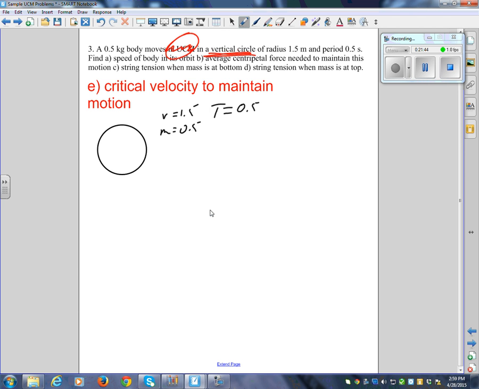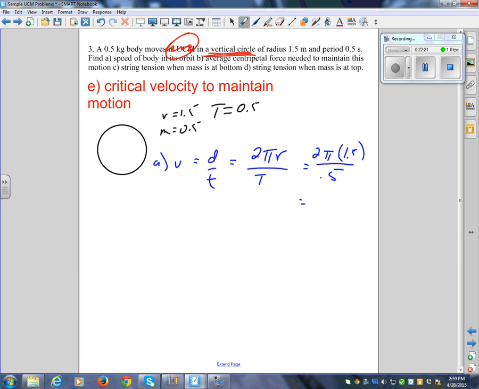How fast is it going? Speed is always going to relate to d over t, distance over time. We know the time. It's the period, in this case 0.5 seconds. But what distance does it travel? It's going around a circle: 2 pi r, the circumference. 2 pi and the radius, 1.5.